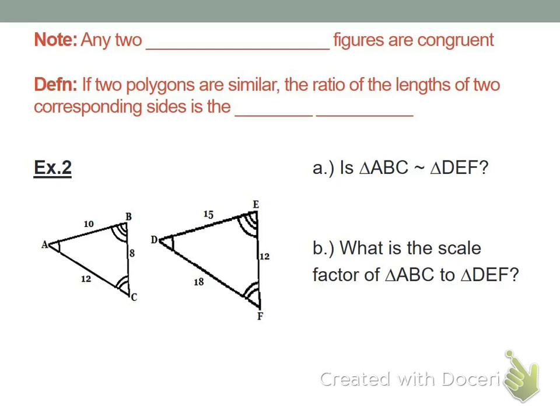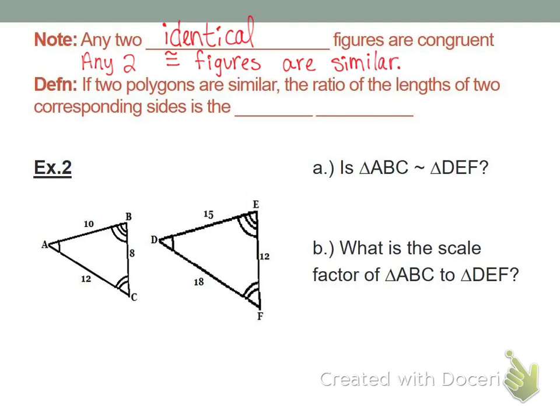So we have a note that any two identical figures are congruent. They are only congruent if they are identical. We talked about that last semester. I'll add another note under this, though, that any two congruent figures are going to be similar. So this is one of those things where it's kind of a one-way street. If it's congruent, it's definitely similar. But if it's similar, that does not mean that it's congruent. Does that make sense? Okay, if it's congruent, they are similar. But just because they're similar does not make them congruent.